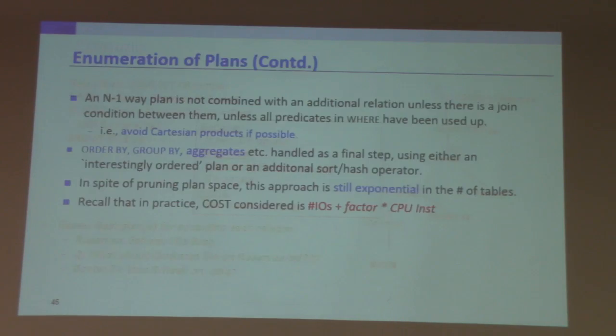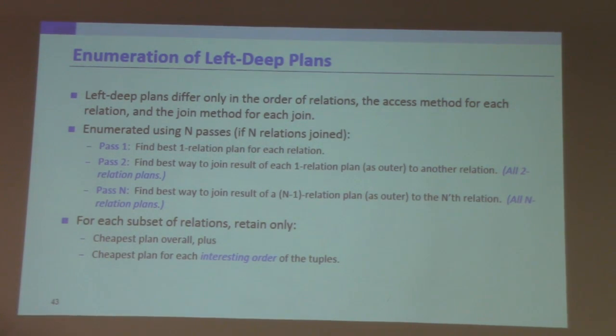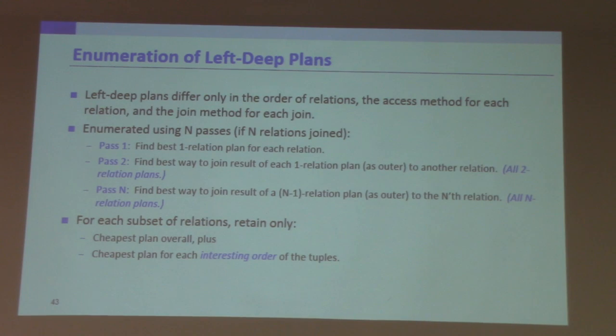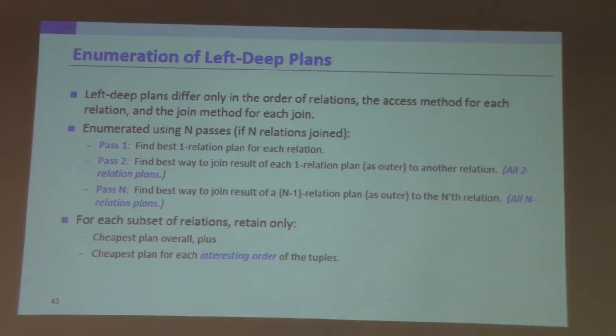So this is another subtlety you need to pay attention to, which is in each pass, you keep the overall cheapest plan for this pass, for this relation. That's what we mean by the best one relation plan. But in addition, you also keep something called the interesting order. Those access methods that give you an interesting order in the output, even though they may not be the local optimal, as long as they produce an interesting order in the output, you keep them.